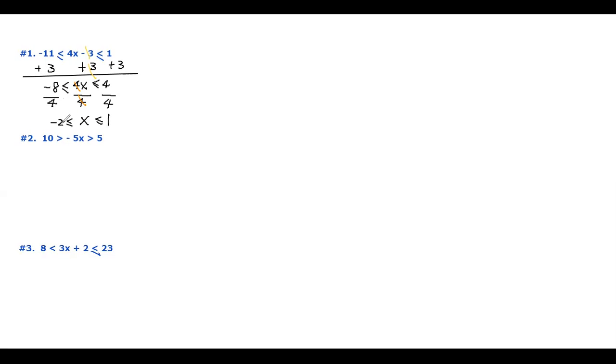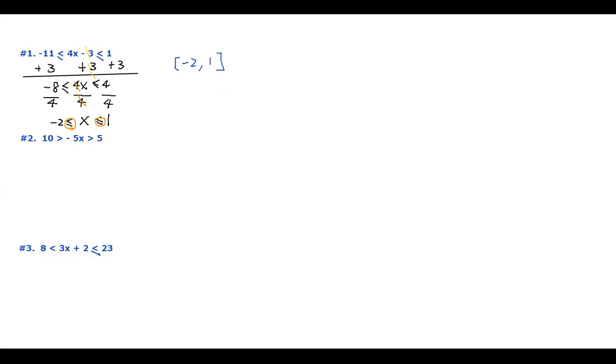Okay, if your teacher asks you to write it in interval notation, x is between negative 2 and 1, so you use a bracket, right? Remember why I use a bracket: it is because I have these equal signs. Equal sign means bracket. So that means my solution is from negative 2 to 1.